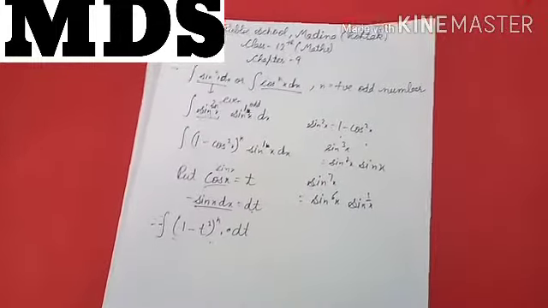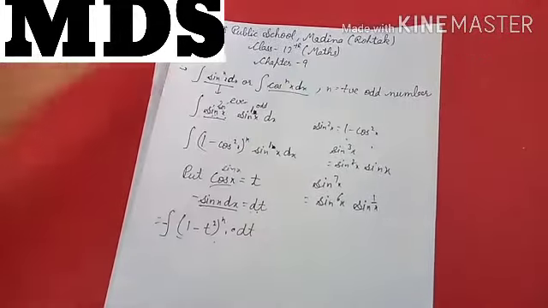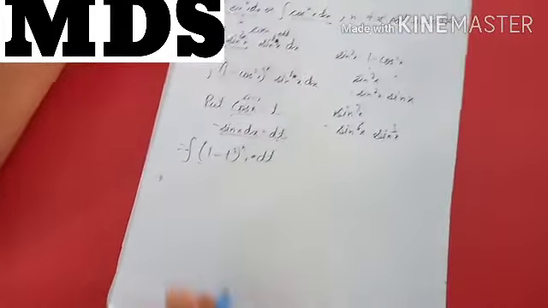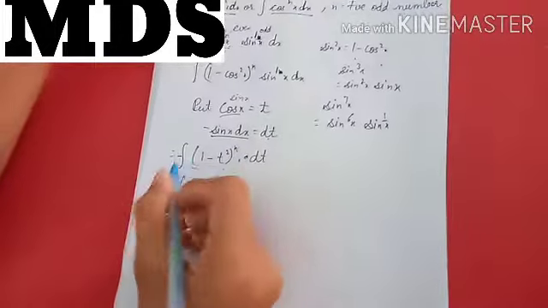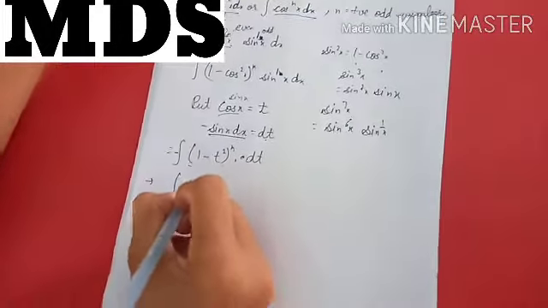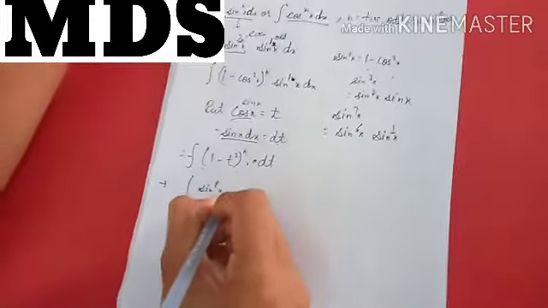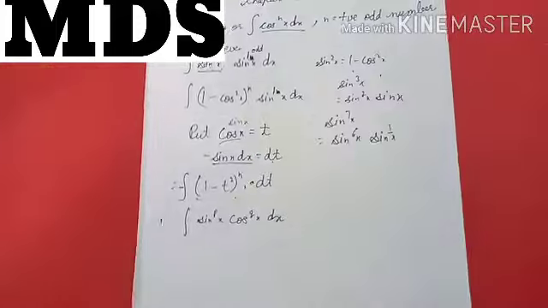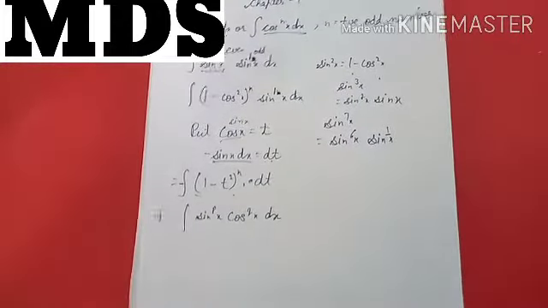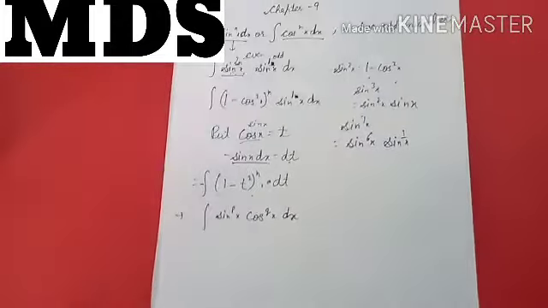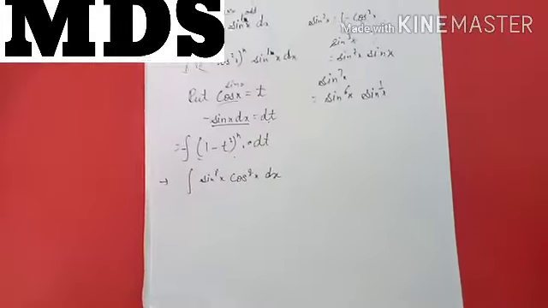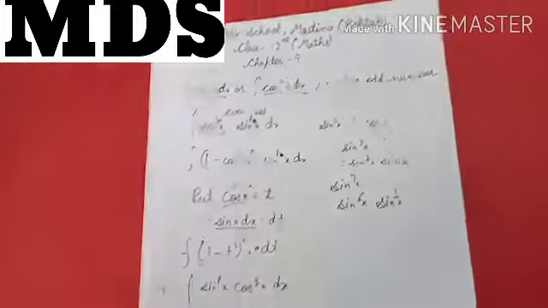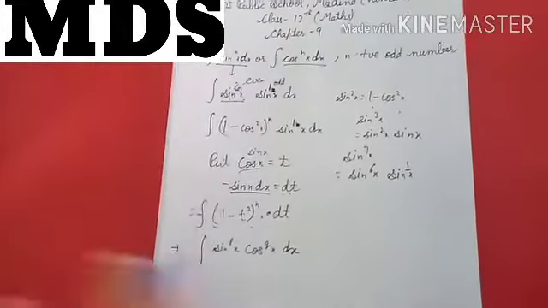Now second. Okay, now second they have given us that when we have to integrate a question of the form sin^p x into cos^q x dx. Okay, means sin and cos are given together in one question. Then how do we have to solve it?